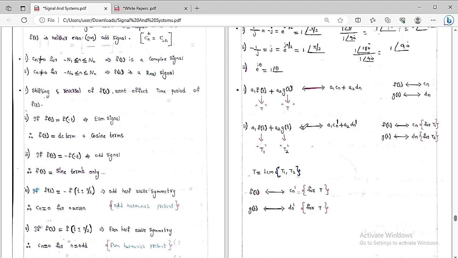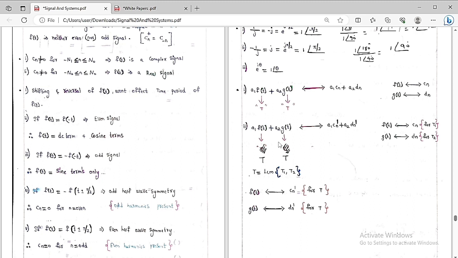then we can say that they have the Fourier coefficient, which is a1 into Cn dash plus a2 into Dn dash. Now both have the same time period, which is nothing but T. So here let me write this as T. Basically now they have the same time period.